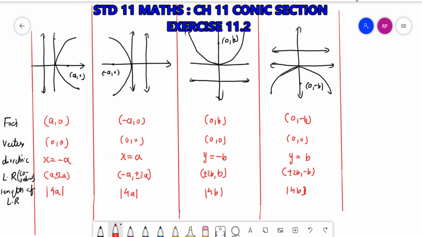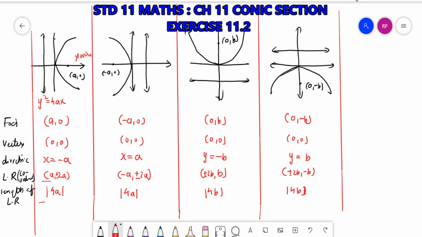Now see, these are the different types of parabola. The first case, which we have already done earlier: the equation will be y square equal to 4ax, and the major axis is the x-axis. So in this case, focus will be (a, 0), vertex (0, 0), directrix x equal to minus a, coordinates of latus rectum (a, plus minus 2a), and length of latus rectum modulus of 4a.